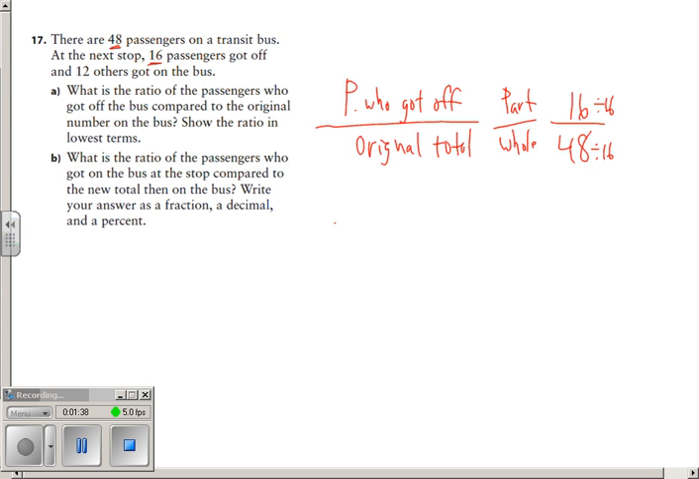And I can show you that over here real quick, 48 and 16. If I look at the factors, that would be 1 and 16, 2 and 8, 4 and 4, and that's it. So those are the factors of 16. Those are the ways you can multiply to get 16. And for 48, it'd be 1 and 48, 2 and 24, 4 and 12, and 6 and 8 would be the ways.